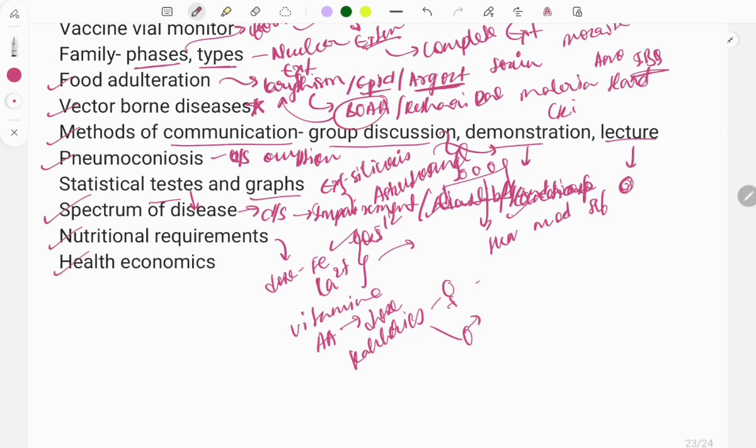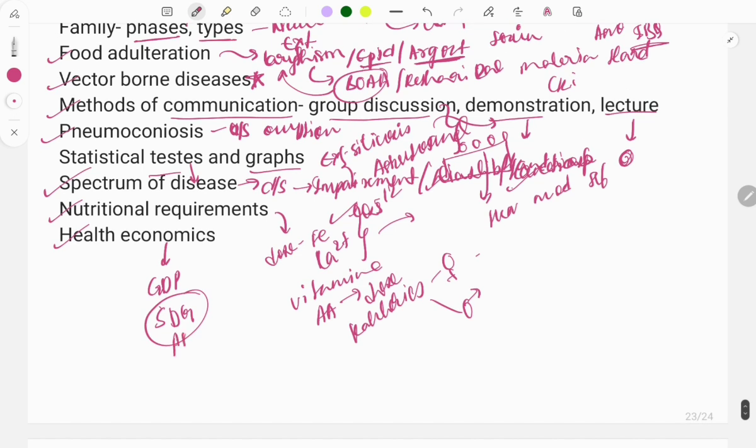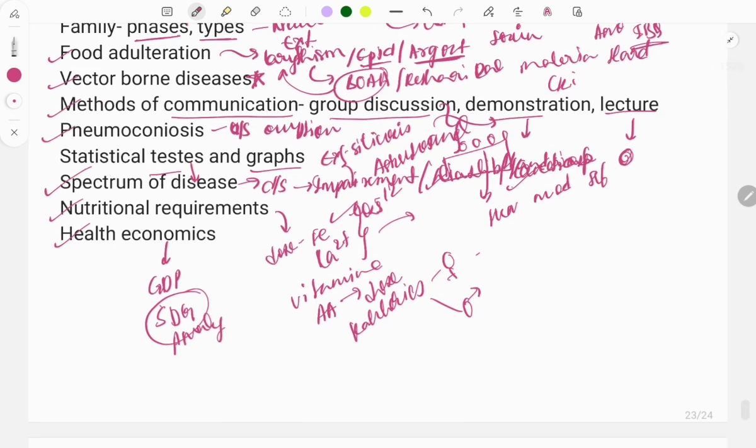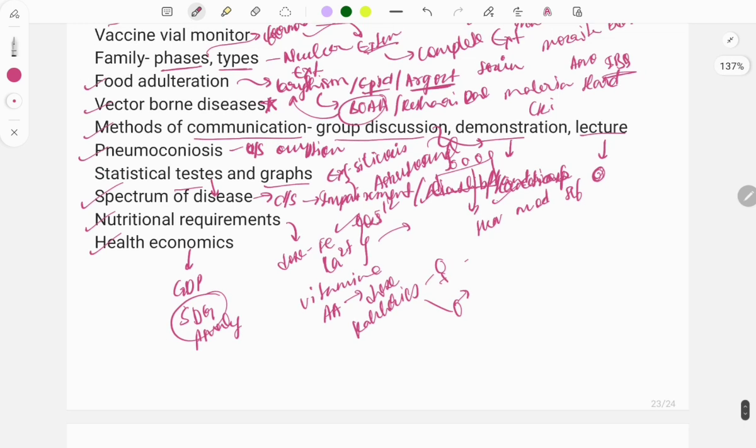Then moving on to the health economics. So health economics consists of things like the GDP, then the sustainable development goals, the parameters which come under this, the analysis of the health techniques, management of the health techniques like the cost effective analysis, system analysis. Okay, so all these things come under the health economics.